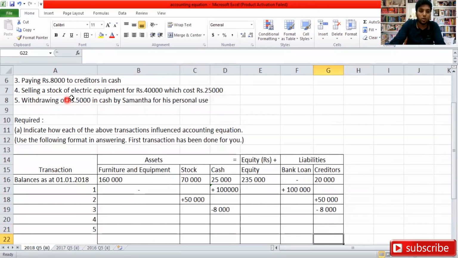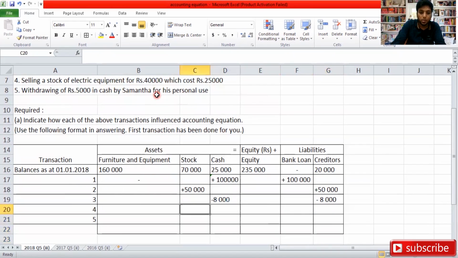Then we are selling a stock of electrical equipment for 40,000, which costs 25,000. Now, electrical equipment, which is 25,000, you are selling for 40,000. First of all, we'll record that. So electrical equipment 25,000 is going out of the business. So I have recorded it, and you are getting 40,000. This 40,000, they are not given a bank column. They are given only a cash column. So it's better we record in the cash column. So we have recorded 40,000.